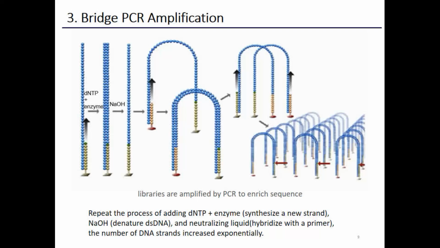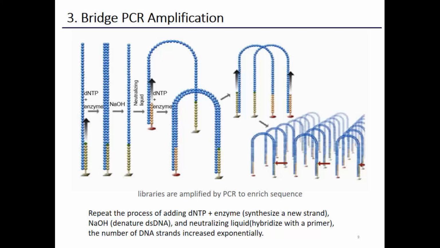Then we add a neutralizing liquid to the flow cell to neutralize the alkali solution. When the entire environment becomes neutral, the other end of the DNA strand will undergo complementary hybridization with another primer on the flow cell, that is the red or orange color primer. So next, we can add the dNTP and the polymerase again, and the polymerase extends the second primer to synthesize a new strand. Then add the base solution to dissolve the two chains, leaving only one chain.